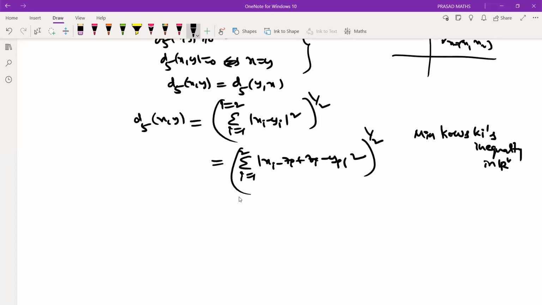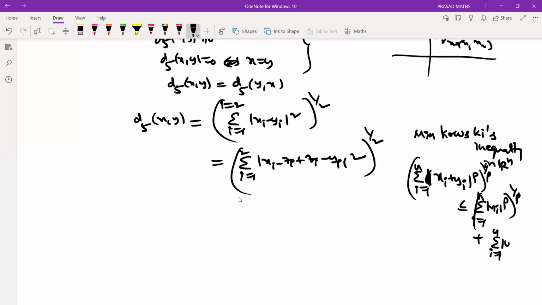In R power n, (summation i equals 1 to n of |xi yi|)^p)^(1/p) is less than or equal to (summation i equals 1 to n of |xi|^p)^(1/p) plus (summation i equals 1 to n of |yi|^p)^(1/p), where x equals x1, x2, ..., xn and y equals y1, y2, ..., yn are sequences of scalars, or sequences of real numbers, you can take anything.